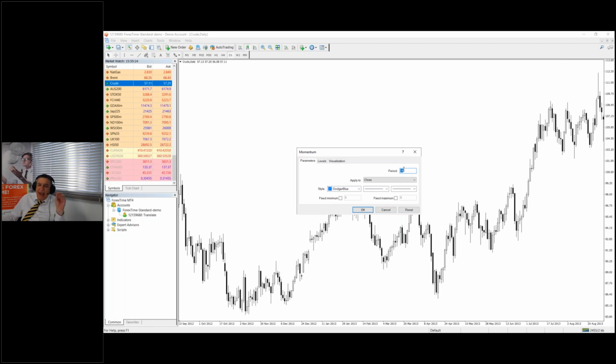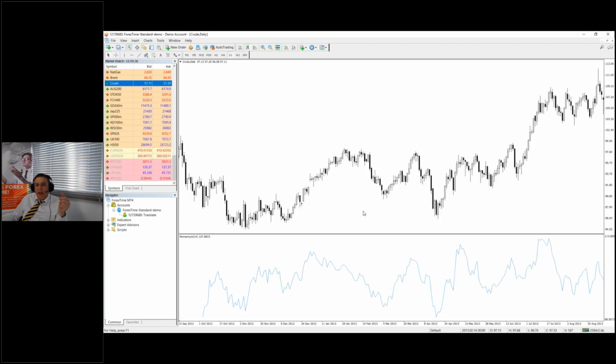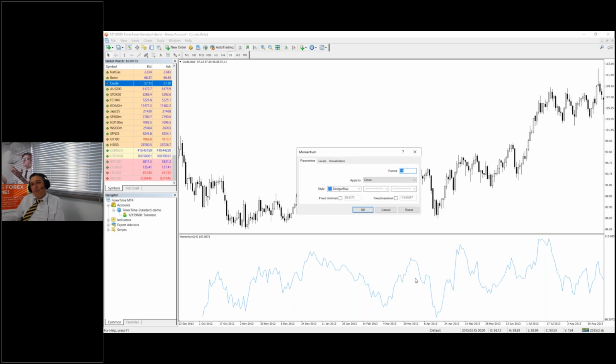Now, the first time you use momentum, the baseline will not be there. So let me just click OK and see how it looks. You see, this is momentum, this blue line, but I cannot really see the 100 baseline. Again, the first time you attach momentum on your price chart, the baseline will not be visible. So what you have to do is right click on momentum, select momentum properties, and then go to the tab that reads levels.